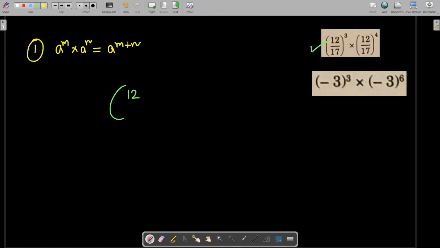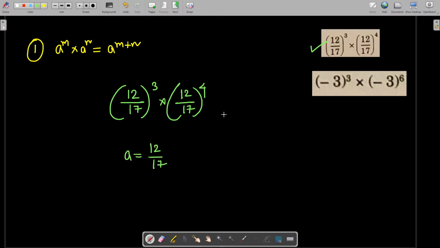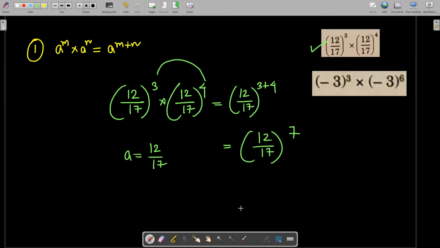It's given (12/17) to the power 3 into (12/17) to the power 4. Here, what's the a? The a is 12 divided by 17. So the answer will be simply 12 divided by 17, and we are going to add the powers. So it will be 3 plus 4. The answer will be (12/17) to the power 7. I hope it's pretty easy to understand. Let's take the next example.